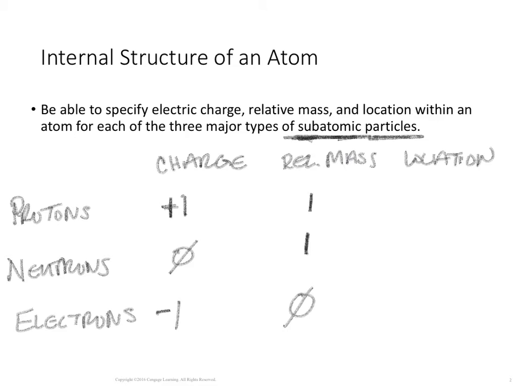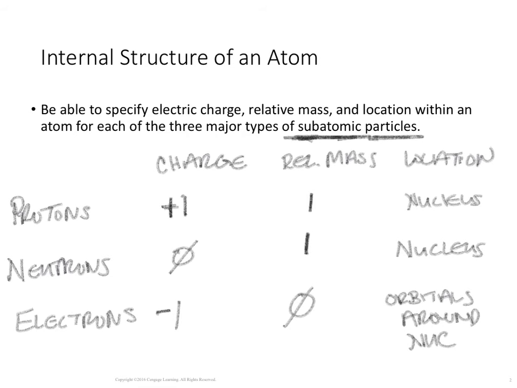Then for location, protons are inside the nucleus, as are the neutrons. And then the electrons are in orbitals outside of the nucleus. So those are our three particles, their charge, their relative mass, and where they are located.